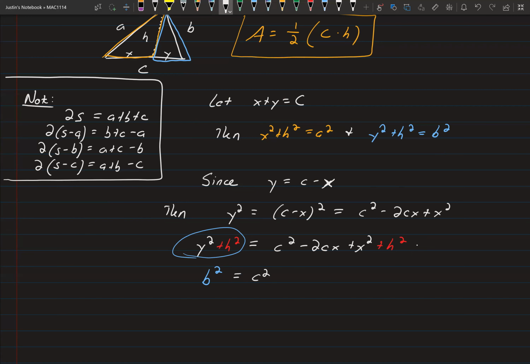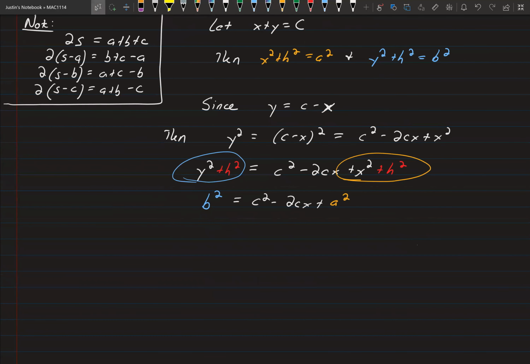equals c squared minus 2cx plus, next question is, what's x squared plus h squared equal to? If you're screaming at the computer a squared, good. So we can say plus a squared. Okay, I mean, we did that. Wonderful. Let's see if that helps at all.